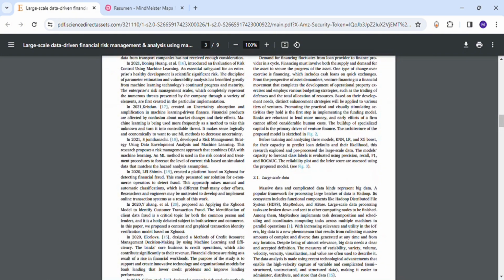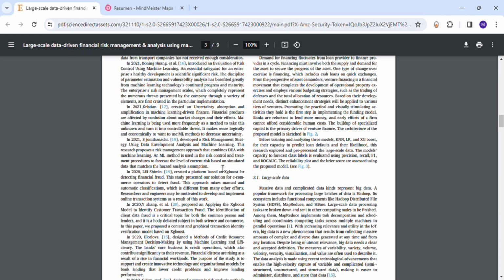In 2021, Christian created uncertainty absorption and amplification in machine learning driven finance. Financial products are affected by confusion about market changes and their effects. Machine learning is being used more frequently as a method to take this unknown and turn it into controllable threat. It makes sense, logically and economically, to want to use methods to decrease uncertainty.